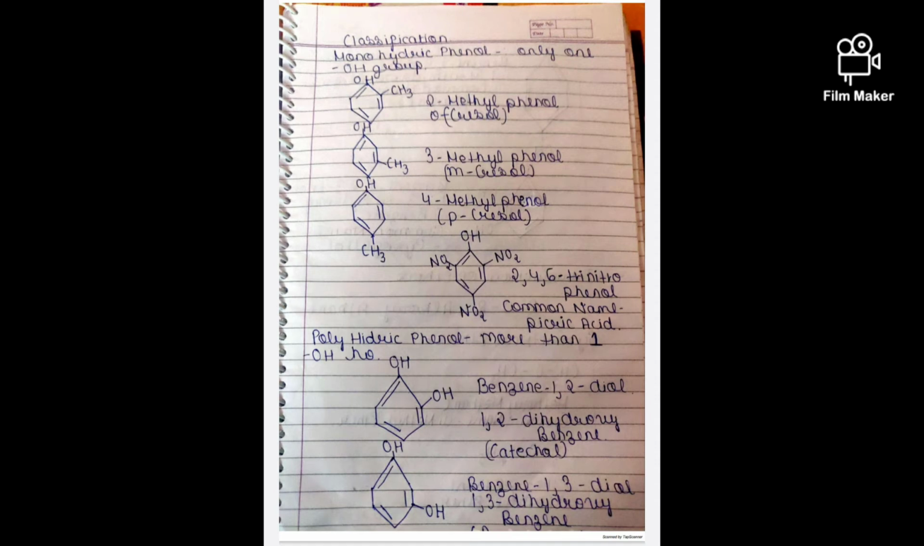Okay, so let's start with monohydric phenol. In monohydric phenol, the first example that I've taken is orthocresol, which is its common name, and its IUPAC name is 2-methylphenol, or we can say orthomethylphenol. Second is 3-methylphenol, and its common name is metacresol. Third is 4-methylphenol, and its common name is paracresol.